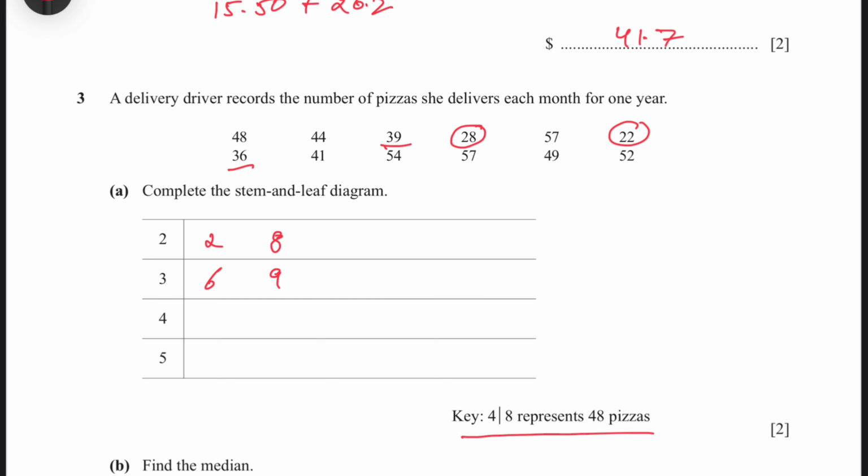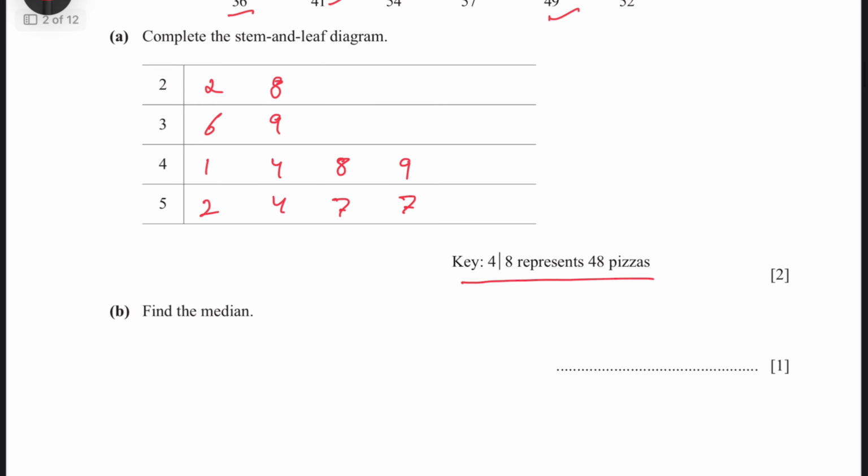In the 40s we have 48, 44, 41, 49. So we have first of all 41, then 44, then 48 and then 49. In the 50s we have 54, 57, 57, 52. So 52, then 54, then 57, 57. Okay, so here is the stem and leaf diagram.